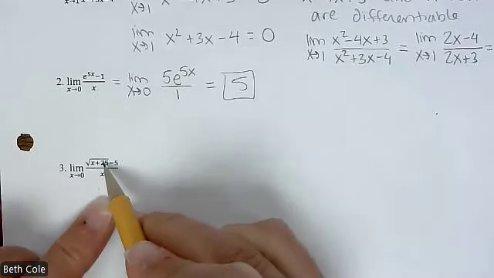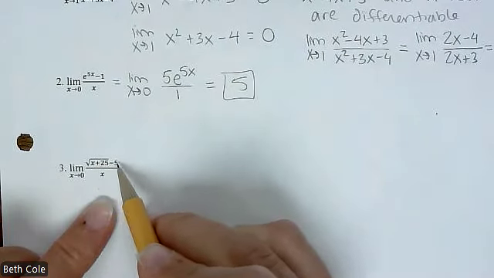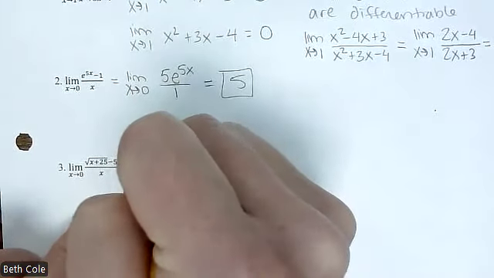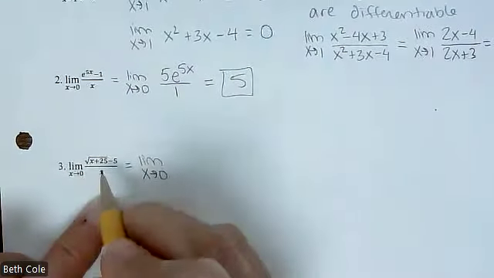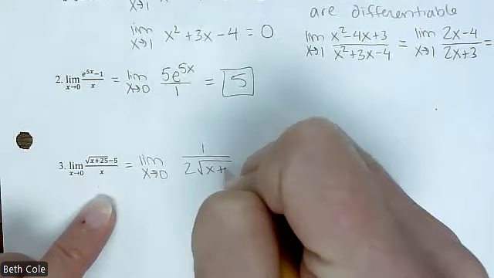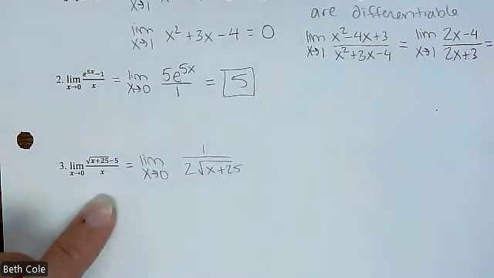All right, for this one, if you plug in 0, you're going to get square root of 25, which is 5. 5 minus 5 is 0 over 0. So 0 over 0 means we're allowed to use the rule. Derivative of square root is 1 over 2 square root. Again, you would do well to just memorize that one. When you have a square root, it's 1 over 2 square root.